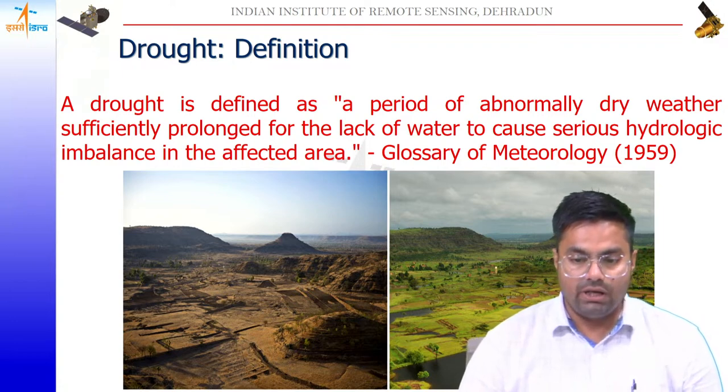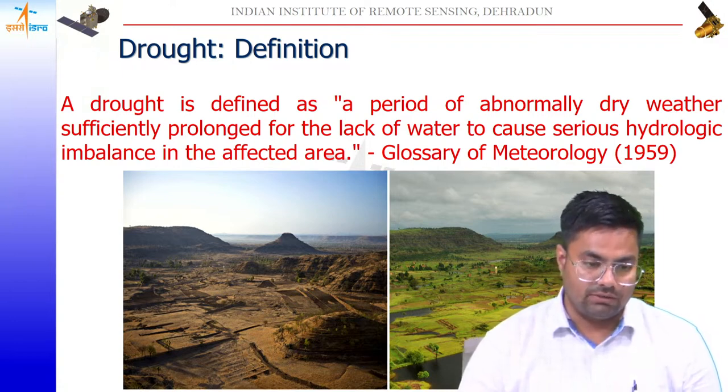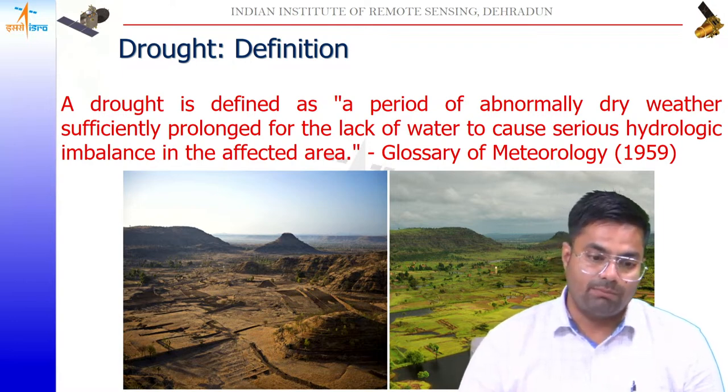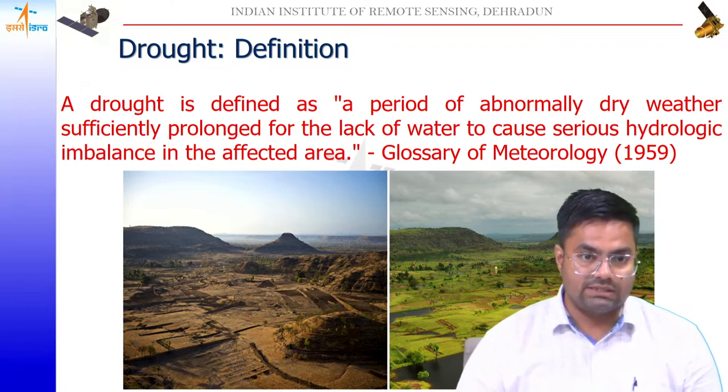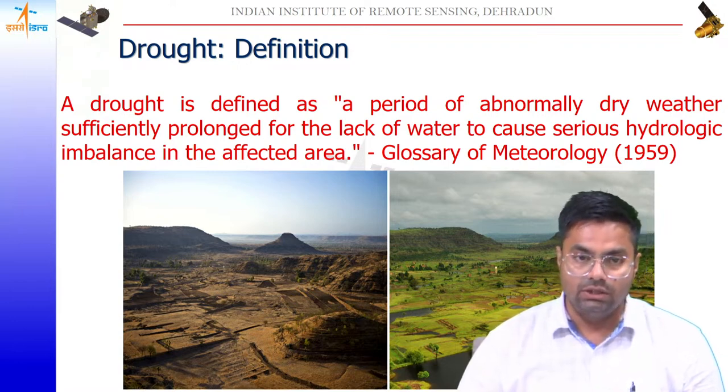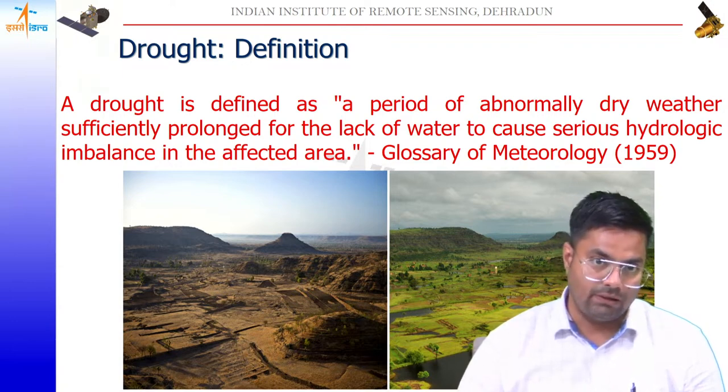So if I'm saying a period of abnormal dry weather, so if I'm saying an area-specific example, like parts of Rajasthan, parts of the Bundelkhand region, parts of the Marathwada region, the Bellary region, where the area is already classified as semi-arid to arid because of its climatic conditions. So it's the normal status of the particular area.